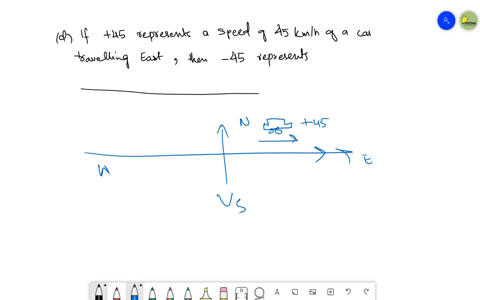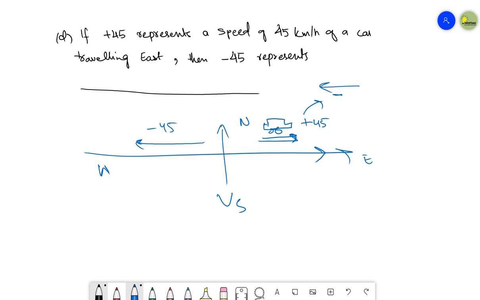Now, if this particular speed is represented in negative, negative means now you need to change your direction. Negative means now the direction will be changed. If it was a positive number plus 45, then you were going where? Towards east. So definitely if it is minus 45, it means now you need to change your direction. Right? Now, due to this negative sign, minus 45, you will be traveling towards west.